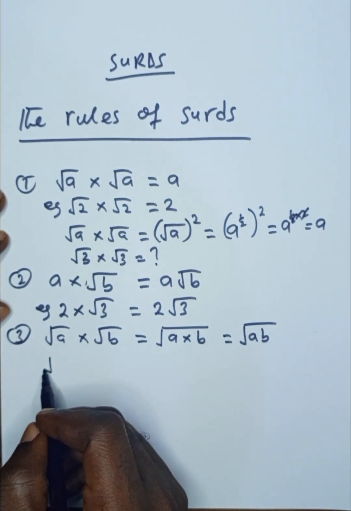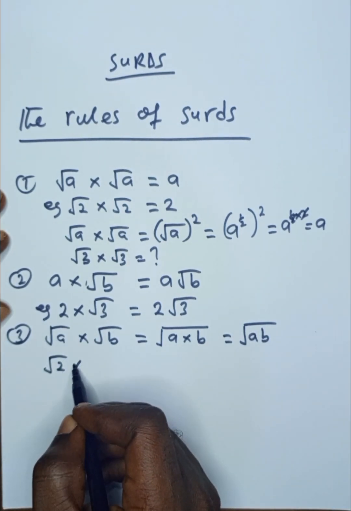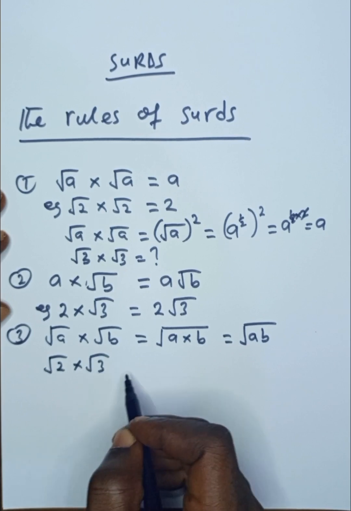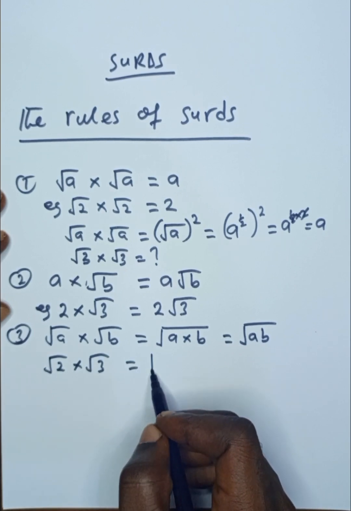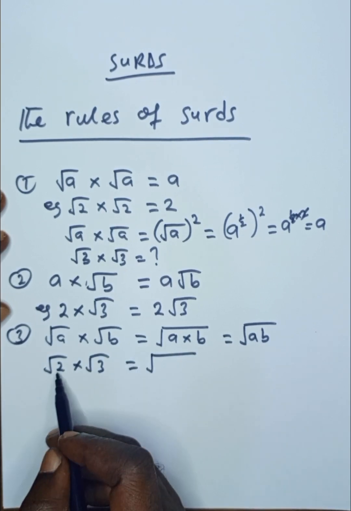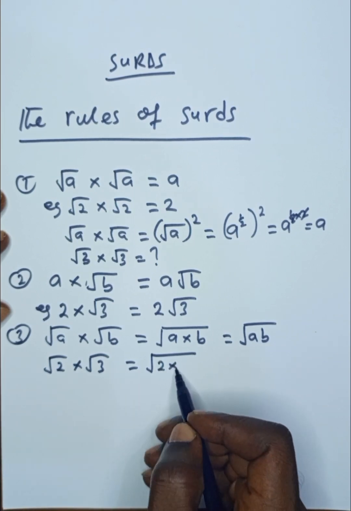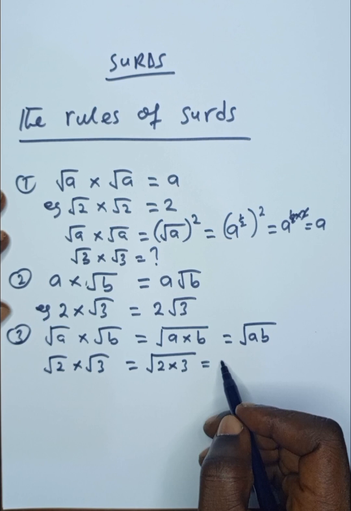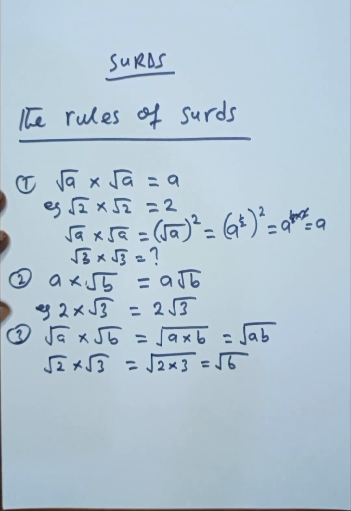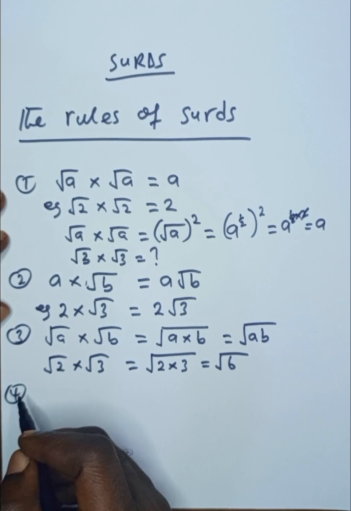So if we have square root of 2 times square root of 3, then we can say that it's going to be square root of, we multiply the numbers under the root sign. So it's going to be 2 times 3, which is square root of 6. Okay, now let us go to the fourth rule.